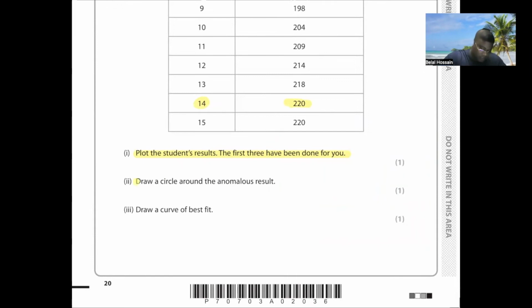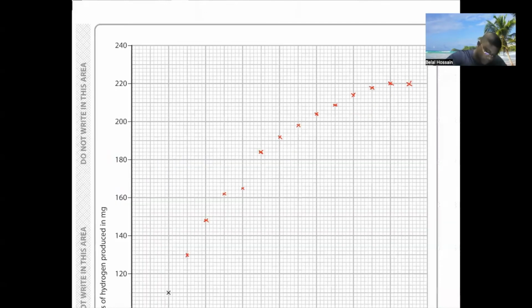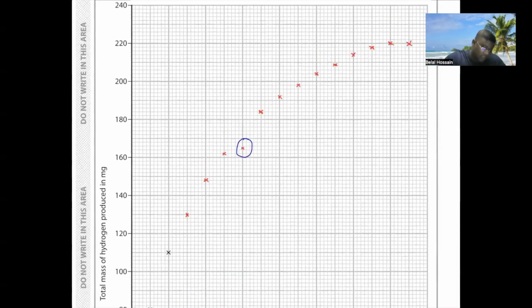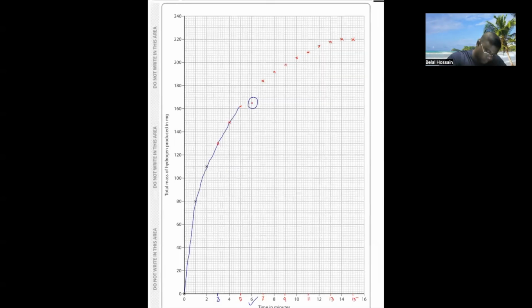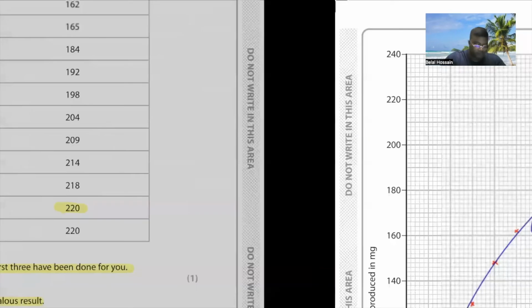the part 2 says draw a circle around the anomalous result and draw a curve of best fit. Part 3. So we can see the anomalous result is over here. The anomalous result occurs at 6 minutes. Then the question says to draw a smooth curve. So the smooth curve is done. Anomalous result. Okay, we got it all.